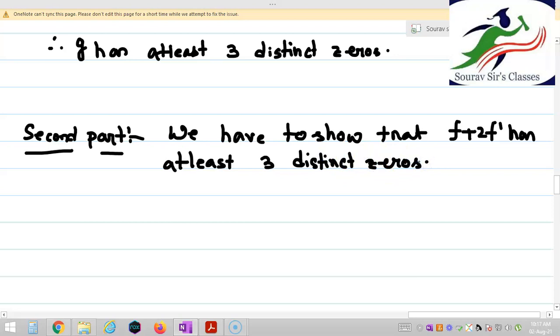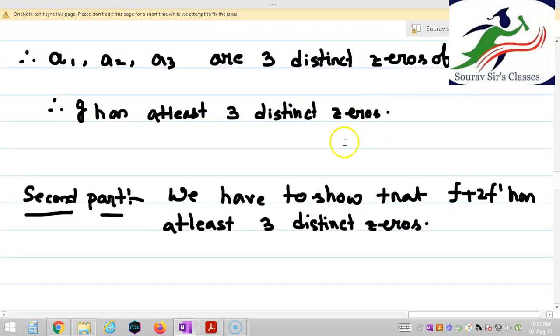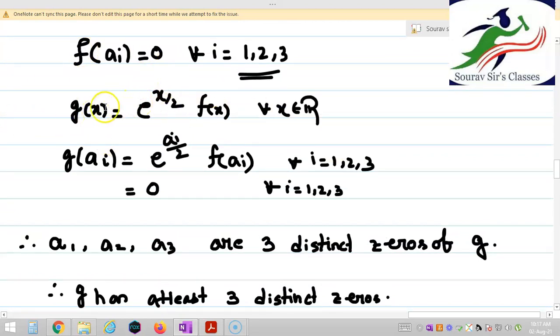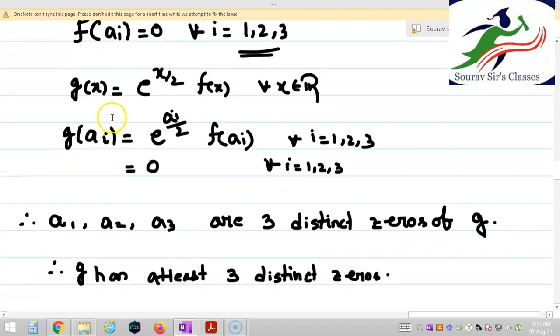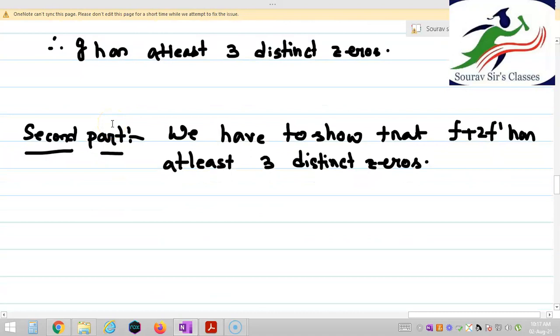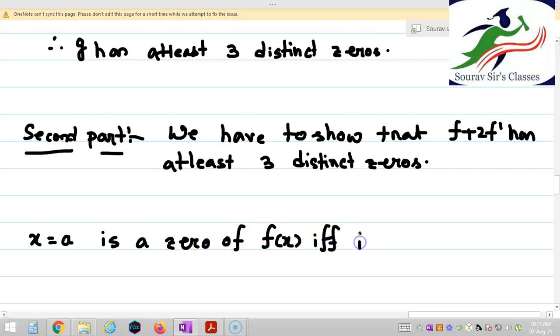Before starting the second part, you need to observe that by seeing the functions g(x) and f(x), a point x equal to a is a zero of g(x) if and only if it is a zero of f(x). Are you getting my point? What I am saying is that x equal to a is a zero of f(x) if and only if it is a zero of g(x).